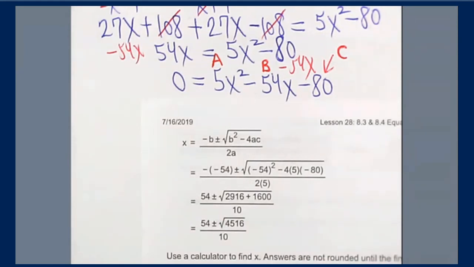Now, when you put the radical in your calculator, unlike the last problem, this radical is not a perfect square root.